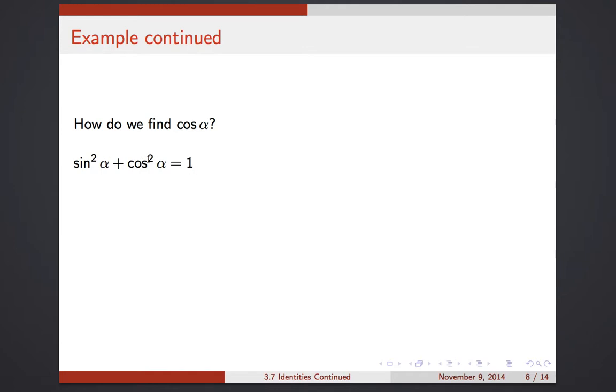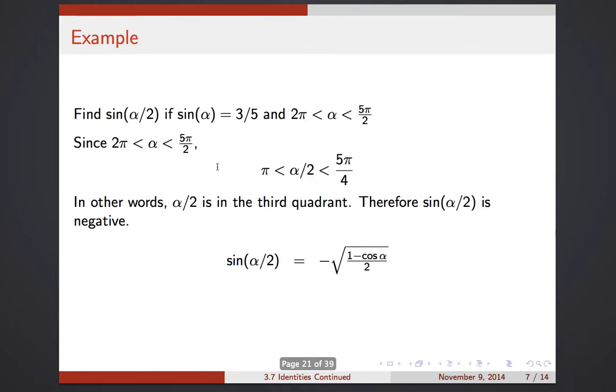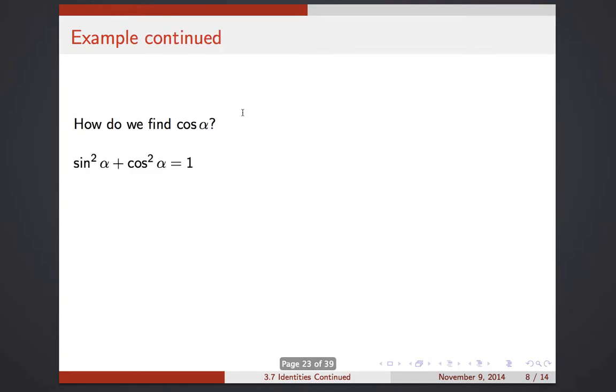Well, if you have sine and you want to know cosine, you would presumably use this equation. So sine was 9 over 25, is that right? Sorry, sine of alpha is 3/5, and so when you square that, sine squared, you get 9/25 plus the square of cosine equals 1. So you scoot that 9 over 25 over, take the square root, and you learn that cosine of alpha is either positive or negative square root 16 over 25. So cosine of alpha is either positive 4/5 or negative 4/5.